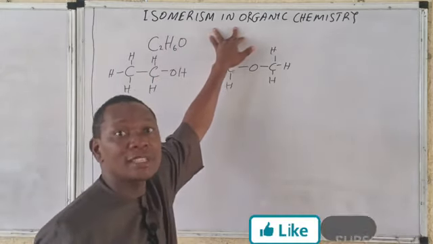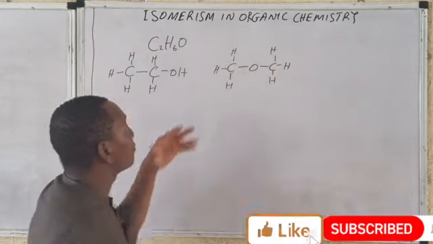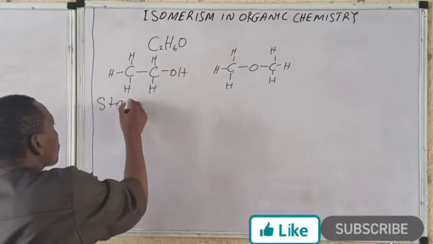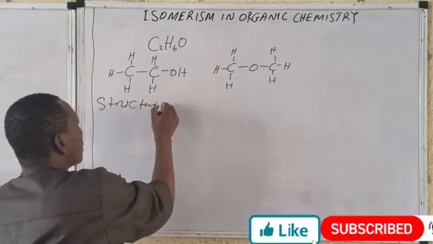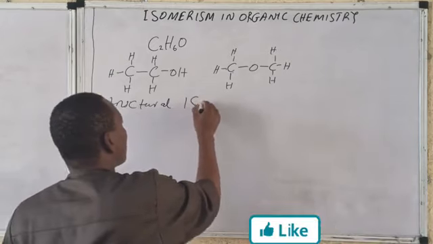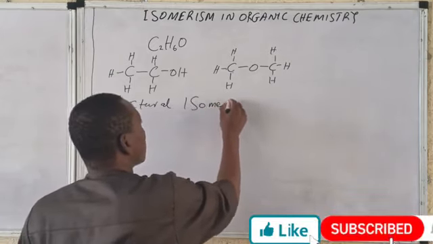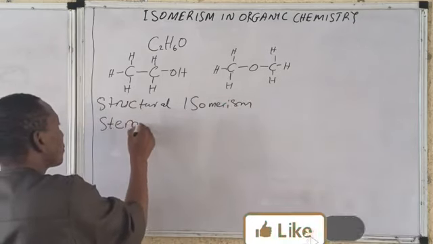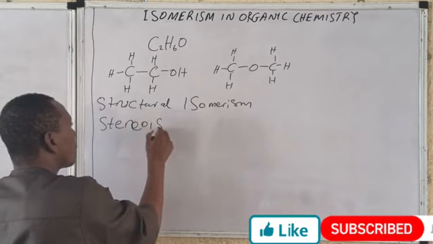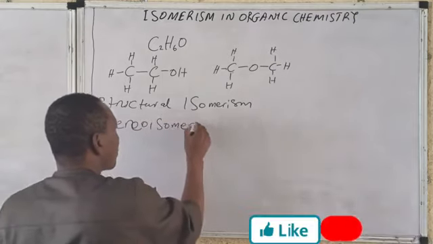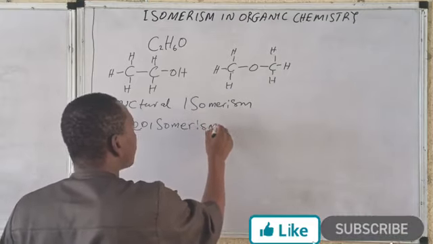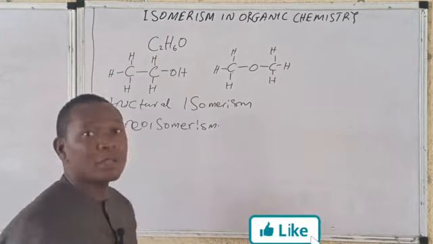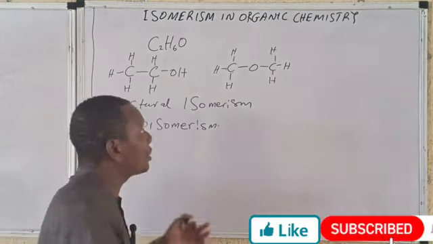So this situation is what we refer to as isomerism. In organic chemistry, we have two types of isomerism. We have the structural isomerism, and we also have the stereoisomerism, all right? So let's talk about the structural isomerism. Now, when we talk about structural isomerism, it can be in this form.